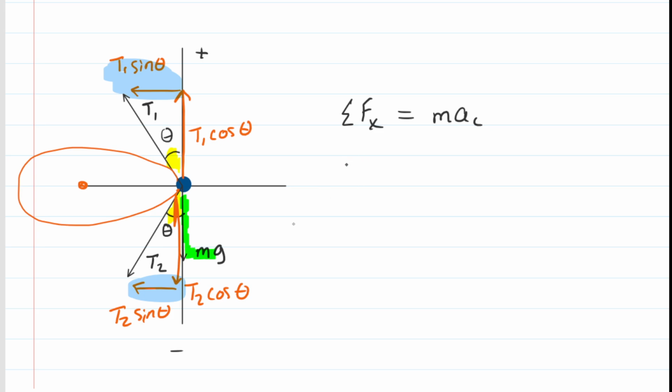So when it comes to summing the forces in the x direction, we're going to take those two highlighted forces and we're going to add them together. We're going to have T1 sine theta plus T2 sine theta. And then on this side, we're going to have mass times centripetal acceleration. Now, centripetal acceleration, we all know, is v squared divided by the radius. So we'll make that substitution as well.